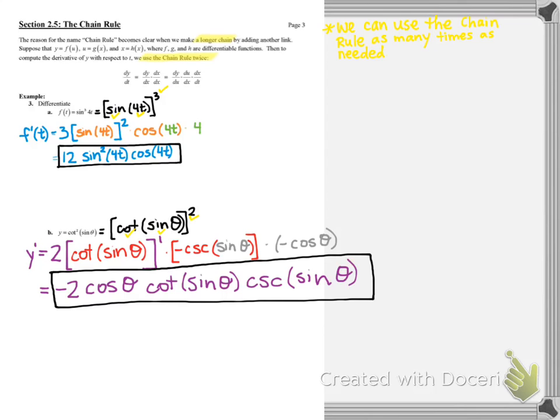And again, we can do this as many times as necessary. As long as there's a function within a function, you will continue to use the chain rule. This is the end of section 2.5.